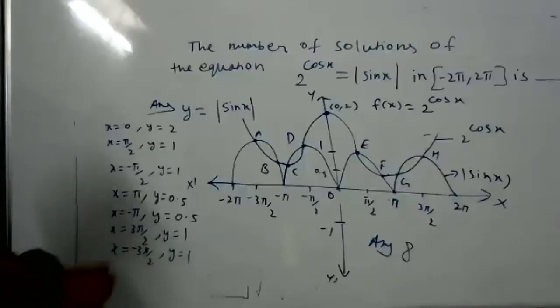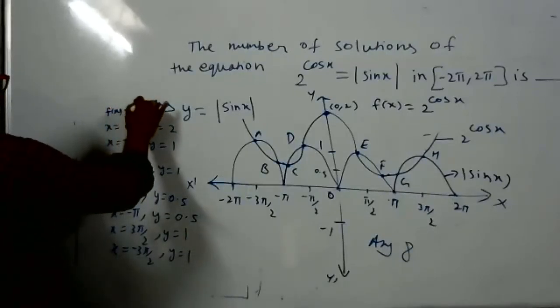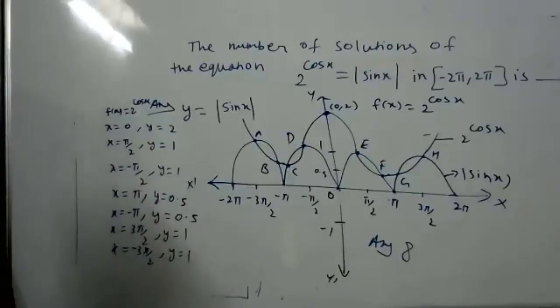This is for f of x is equal to 2 to power cos x. Substitute the value of x, you will get the value of y. And a rough diagram, no need for such a beautiful diagram.